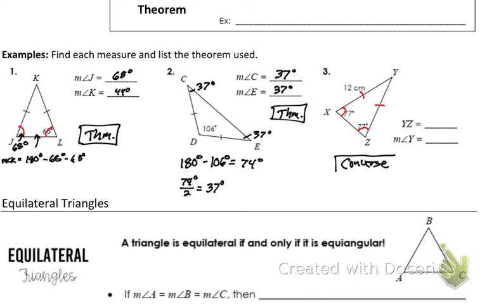So this would be the converse, and we'd come up with 12 centimeters because both of those legs would be the same. I have 77, I have 77. That seems like 154. What's my missing angle? 26. Do we agree with 26 degrees?